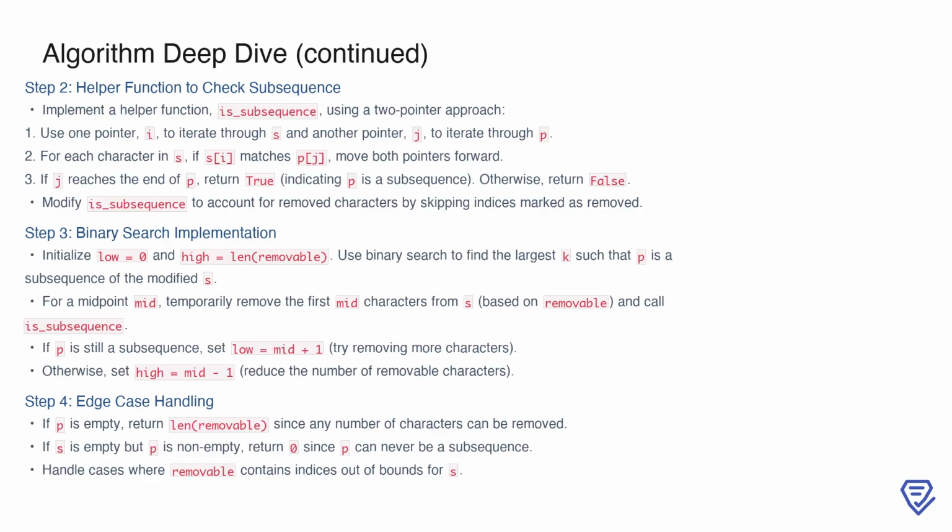If p is still a subsequence, it means we can try removing more characters, so we set low to mid plus 1. Otherwise, we reduce the number of removable characters by setting high to mid minus 1.